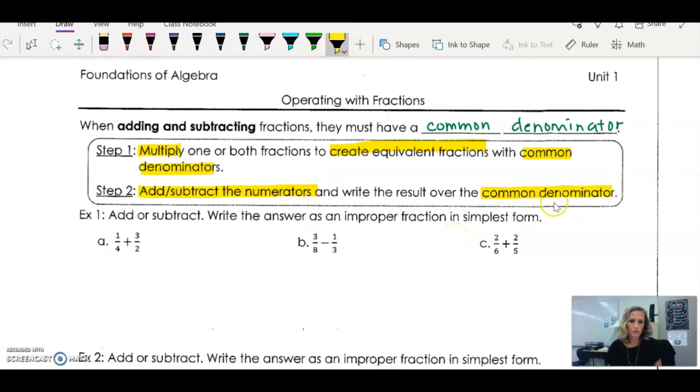That may get rid of the common denominator, or it may not. But the reason we create that common denominator is we put that on the bottom of the answer. So don't be tempted to add the denominators as well. All right, so let's look at example 1a.